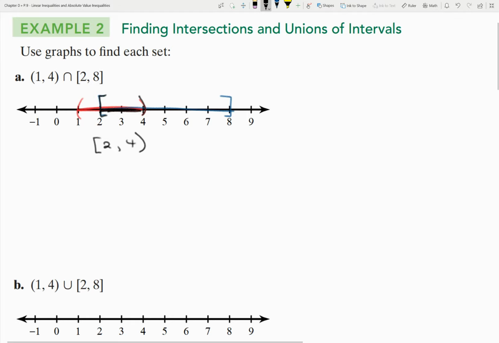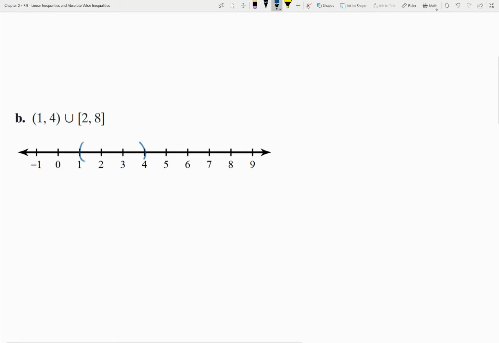When it says union, right now we're just putting them both together. So now, we'll start with blue this time. We're going from 1 to 4 with parentheses. And then with red, we'll go from 2 to 8. And so my answer becomes everything on this graph. So it goes from 1 to 8 with a bracket.